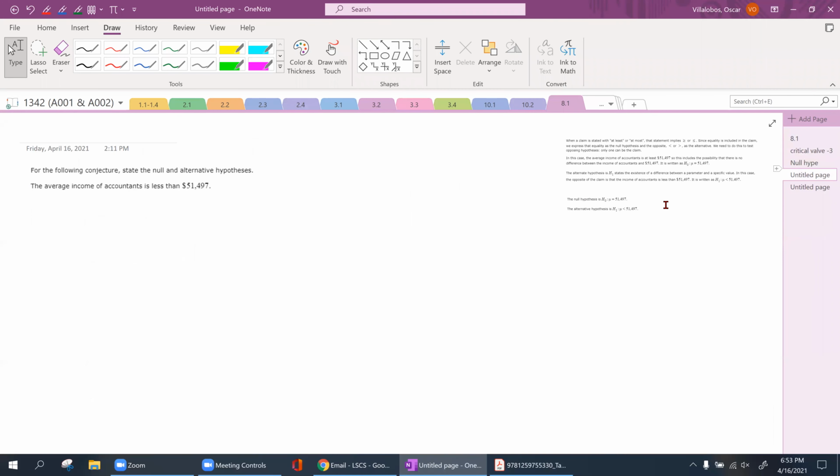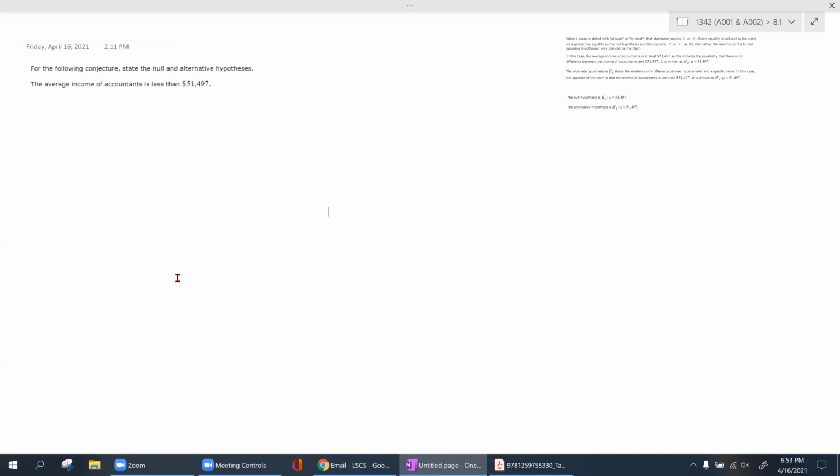Let's go ahead and do our next one. I have the following conjecture: state the null and alternative hypotheses. Again, we need to know how to write these because this is going to be step one in all these problems that are coming up. All these problems are going to require probably 5 steps. We're currently covering step 1, and this is what's going to be required for the exam.